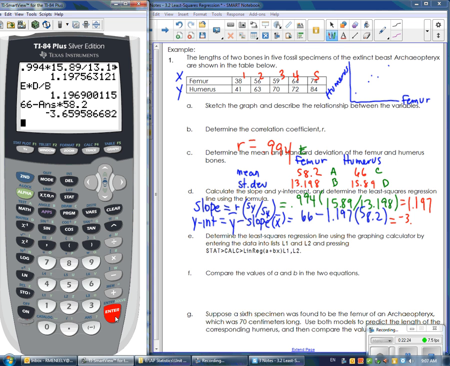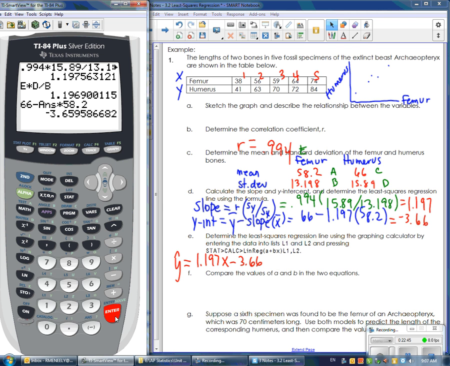Let's say that's going to round to 66. Okay, and so according to my values, the regression equation that I would get by hand is going to be y equals 1.197x minus 3.66. Now, one of the things you're asked to do is to interpret what the slope and the y-intercept represent.